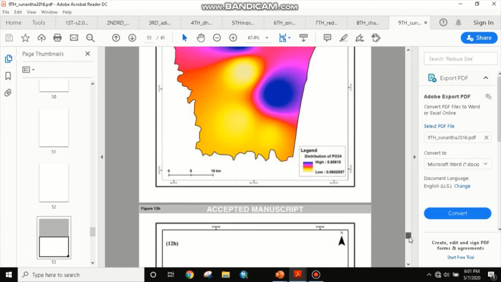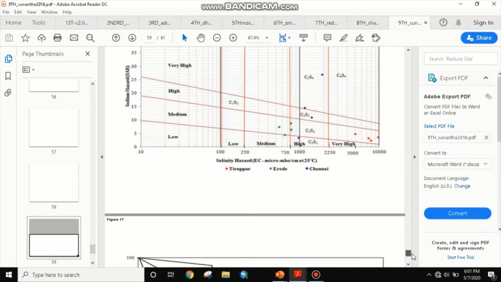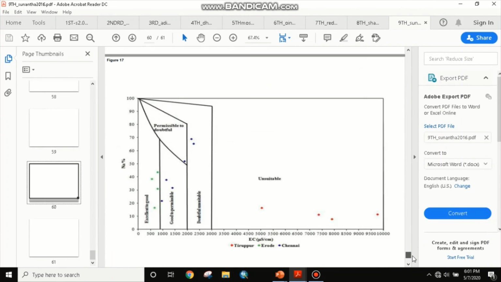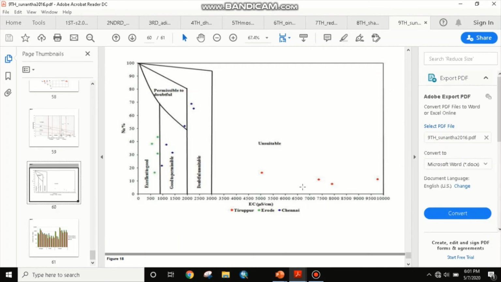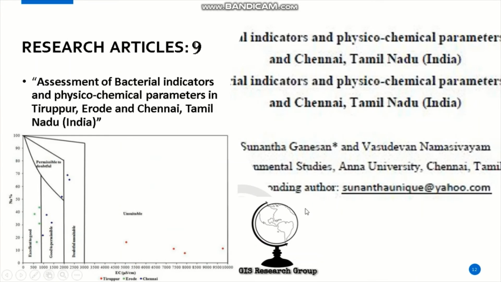We will see that downside, yeah, this is the detail. So if you see red color, they are showing Tirupur sample, which is unsuitable, and then Erode sample, which is green, which is excellent to good quality, and then Chennai sample, which is good to permissible for irrigation purpose. So this is the detail of our research articles, which I have collected from various websites. Now we will straightly go to our next slide.